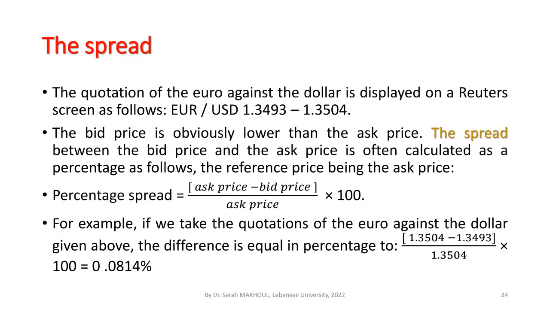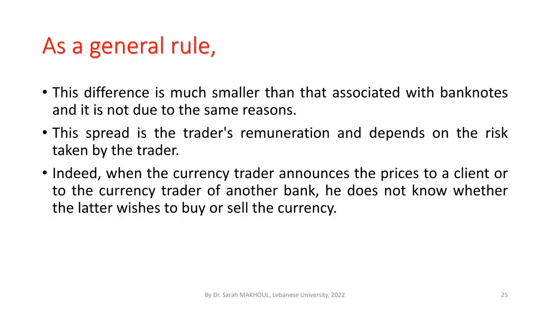So for example, if we use the quotation of euro against dollars as given on Reuters, the difference is equal to 0.0814%. It is the spread between the bid price and the ask price for this international currency shown on a Reuters screen for a specific date. As a general rule, this difference is much smaller than that associated with banknotes, and it's not due to the same reasons.